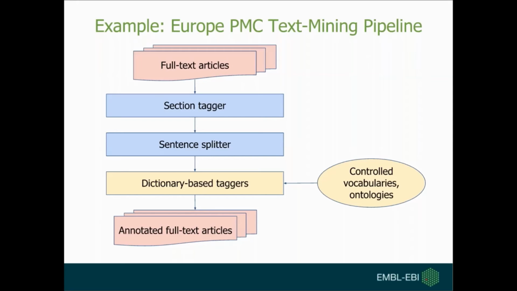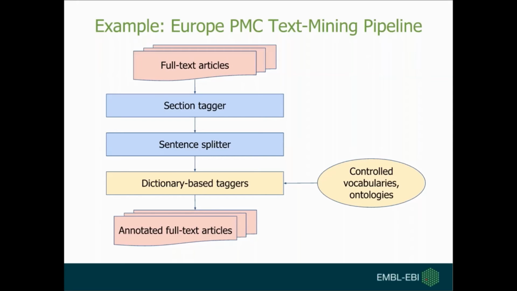Once you identify sections, then the sentence splitter will be applied, which identifies sentences in each section. Once we identify sentences, we will apply dictionary-based taggers, which are the most important part of the pipeline.